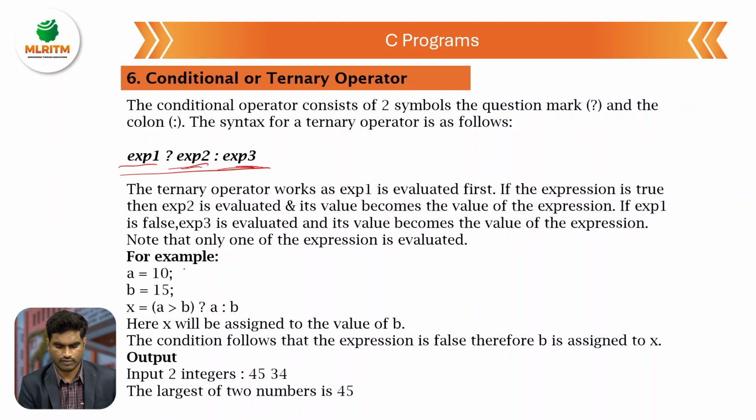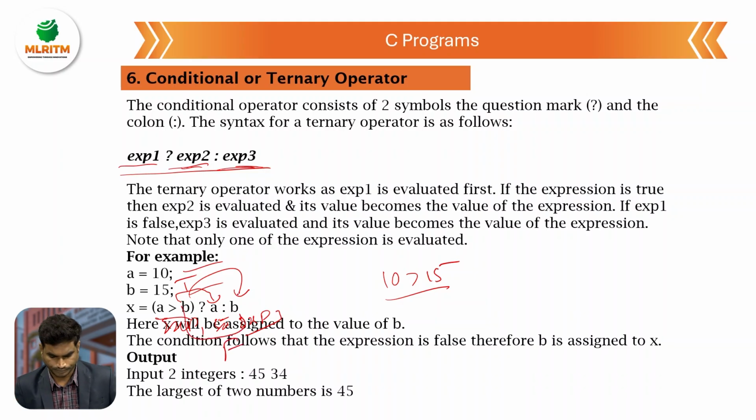Here we are taking one example. A equal to 10, B equal to 15, 10 greater than 15. Okay, this condition is false. So expression 3 is evaluated. Here this is the expression 1, expression 2, expression 3. First, expression 1 is evaluated; if expression 1 is true, expression 2 is evaluated. If expression 1 is false, expression 3 is evaluated.